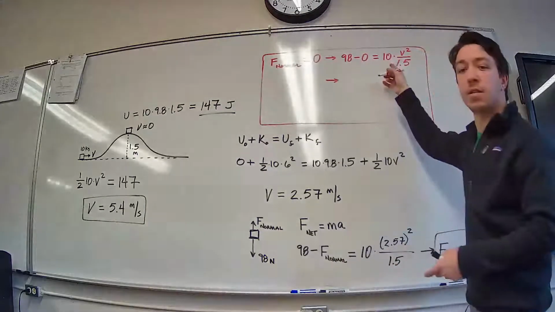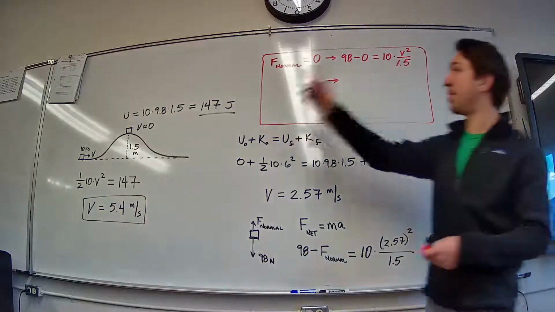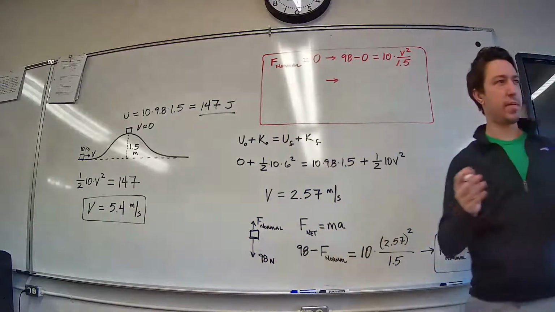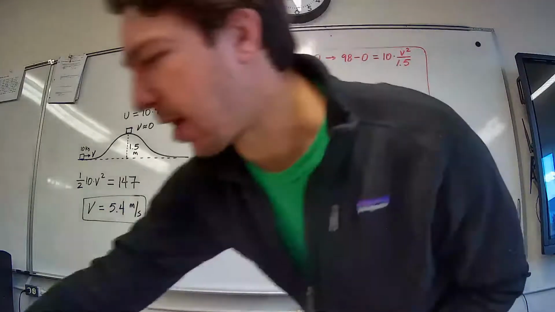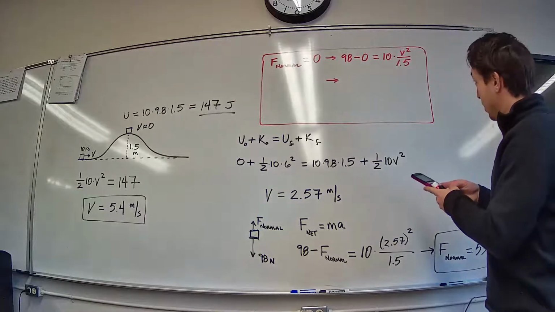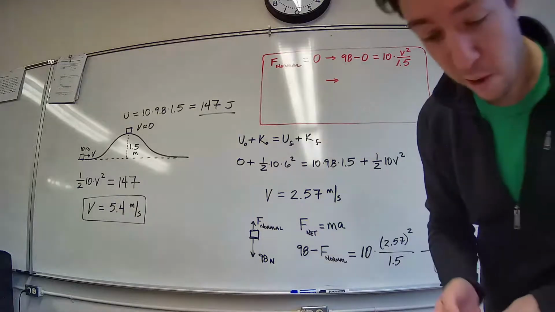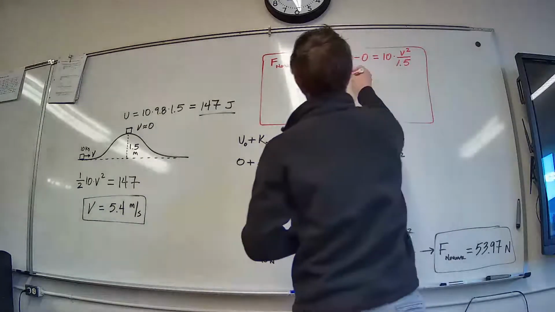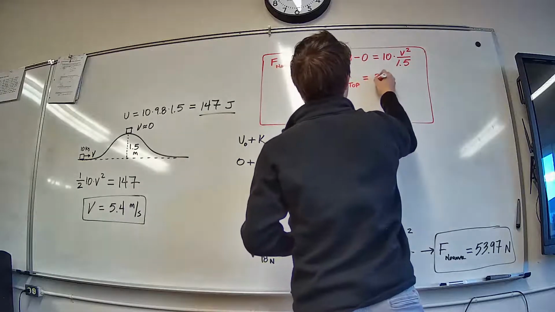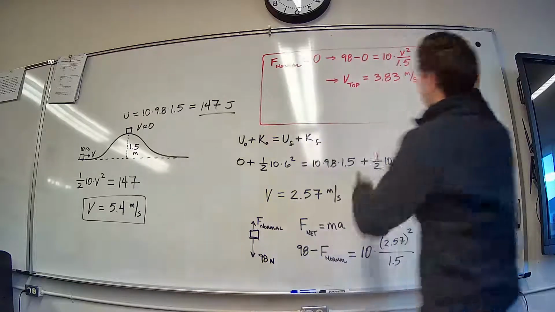Does that make sense, what I'm doing there? I'm basically saying, how fast would he have to be going at the top of the ramp in order to be weightless? Okay, so let's solve that. I'm going to go 98 divided by 10 times 1.5 and then take the square root, and I get about 3.83. We call it V top. That makes sense?